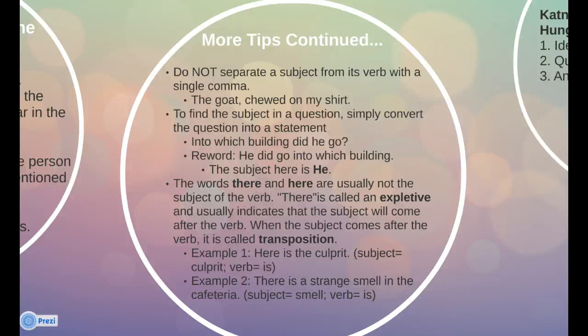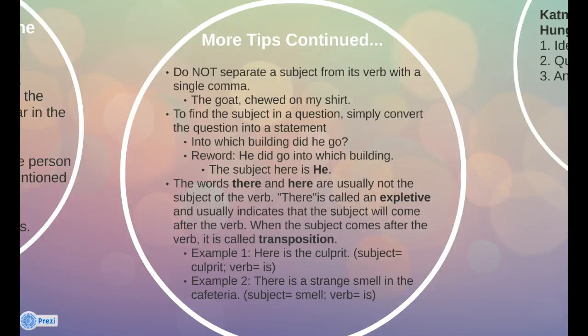To find the subject in a question, simply convert the question into a statement. For instance, into which building did he go? Reword the sentence. He did go into which building? The subject here is he.